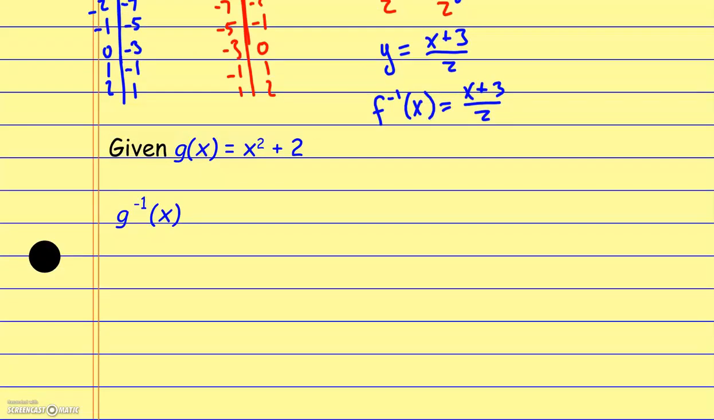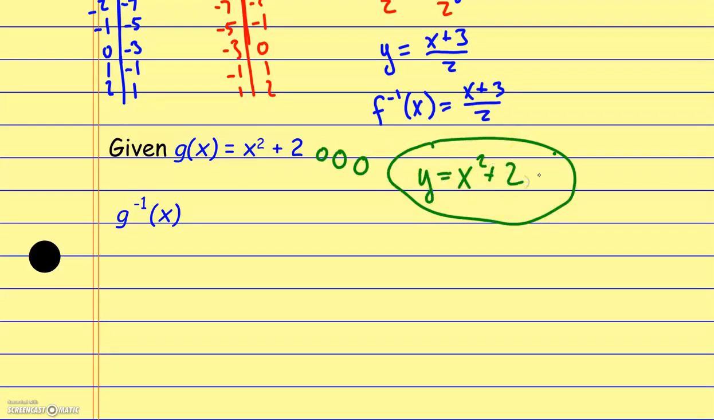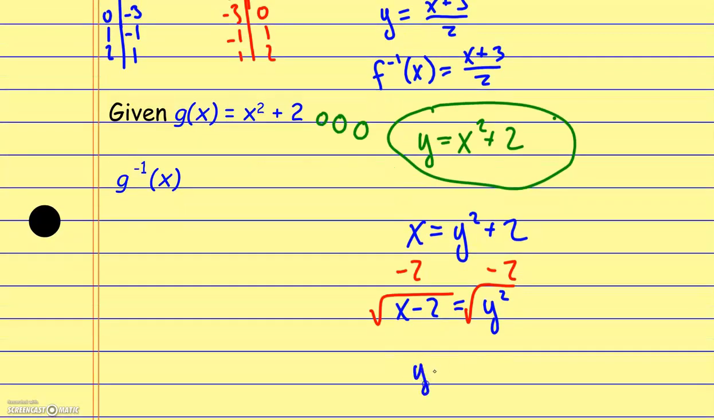If I look at the next one, again, I want to think about what this thing really is. This thing is really y equals x squared plus 2. So now if I want to find the inverse, I just rewrite it as x equals y squared plus 2. And I'm just going to solve this thing for y. I'm going to rearrange it, so I subtract the 2 from each side. Then I have x minus 2 equals y squared. And now I have to take the square root of each side. And that's going to give me y equals the square root of x minus 2.